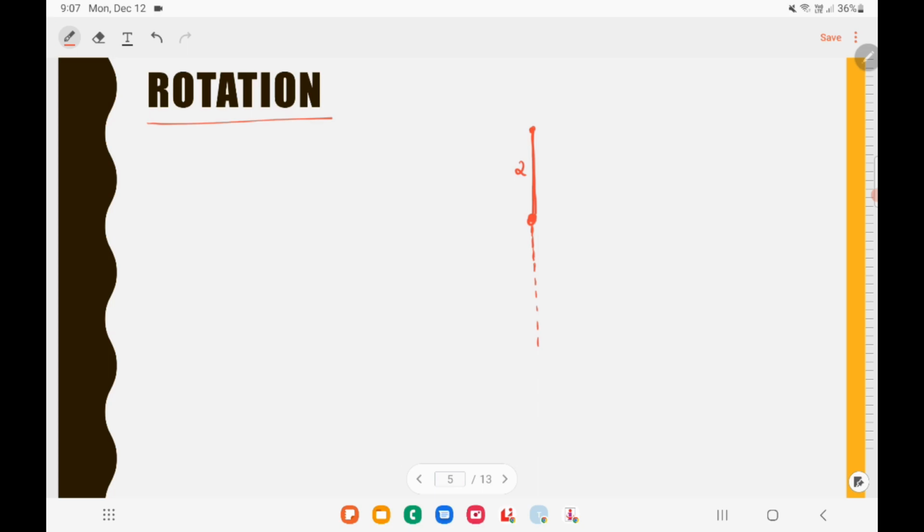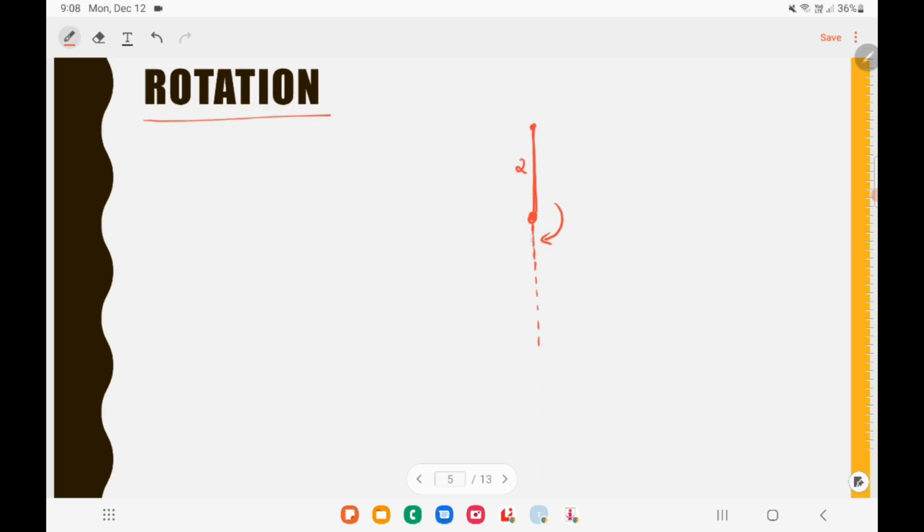Then the question says that he turned clockwise 45-degree, right? So clockwise means in this direction he is rotating 45 degrees. So that means you need to draw 45-degree from this dotted line. So let's say this is 45-degree, so he is turning like this. From there he traveled, let's say 1 kilometer. So he traveled like this, he reached here.